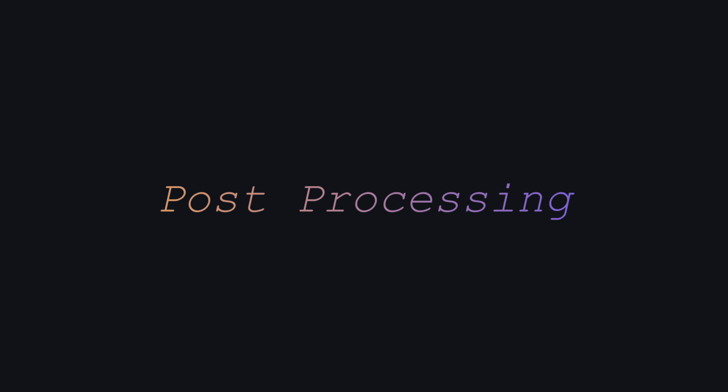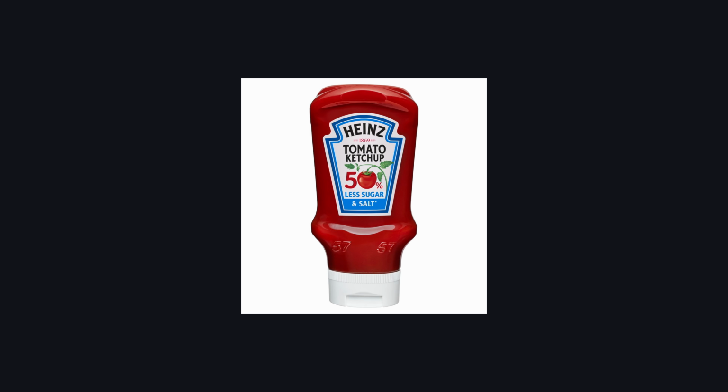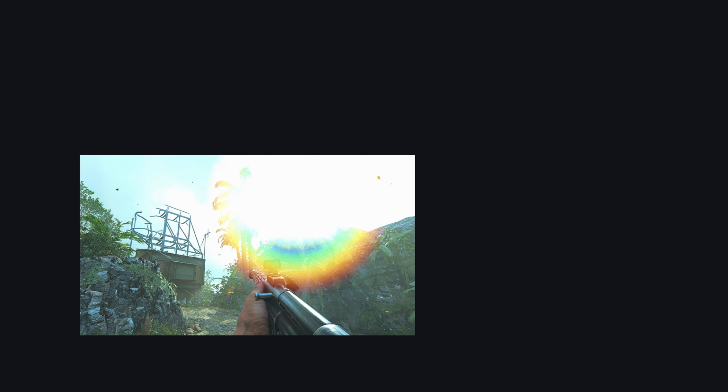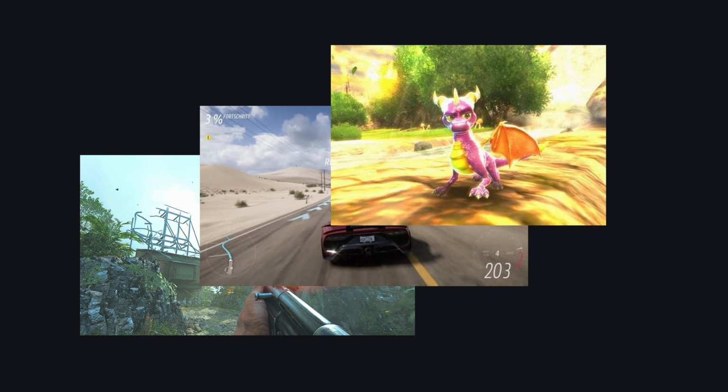This is where post-processing steps in. The secret sauce that adds drama, depth, and style after the scene's been rendered. Think lens flares, motion blur, bloom, effects that turn a basic image into something cinematic. So in today's lineup, let's break down some of the most common post-processing effects.